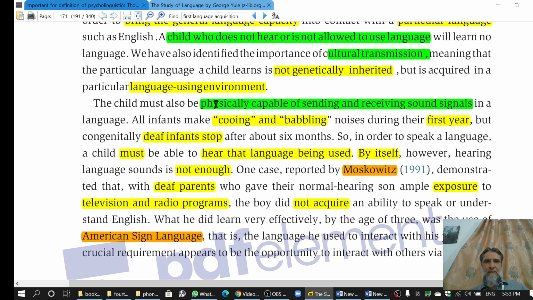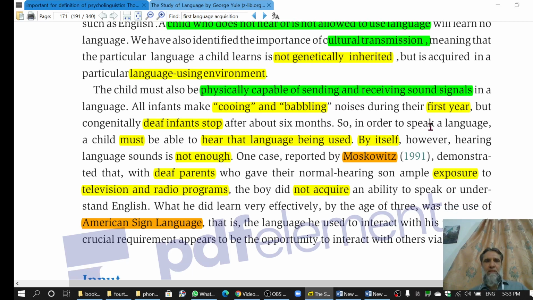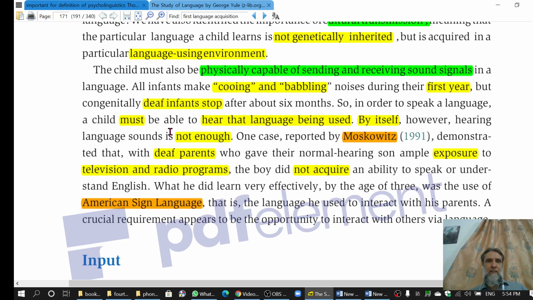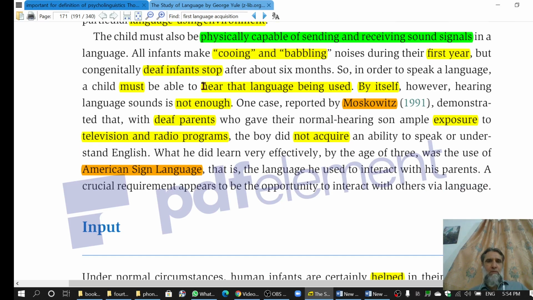So we are discussing that the child must be physically capable of sending and receiving sound signals. In the first year, if the child is deaf, after about 6 months, he will stop producing cooing and babbling, because he would not be able to hear anything else. Cooing and babbling come naturally even if the child is deaf. But after that stage, the next stage will not come in the case of deaf infants. Therefore, it is important that the children must hear that language which is being used, and this also by itself is not enough.